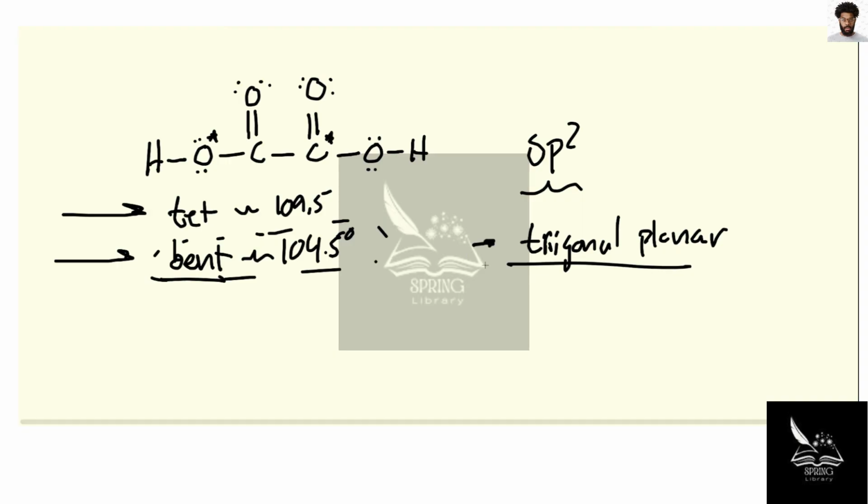No ambiguities here like there were there. And the ideal bond angle in trigonal planar is 120 degrees, like a triangle, basically.